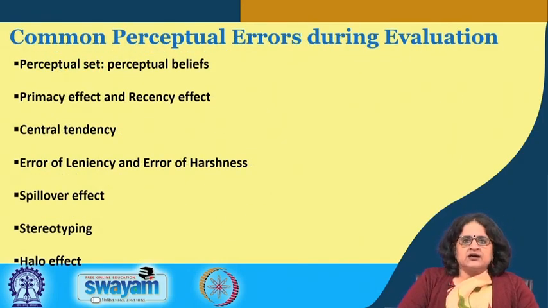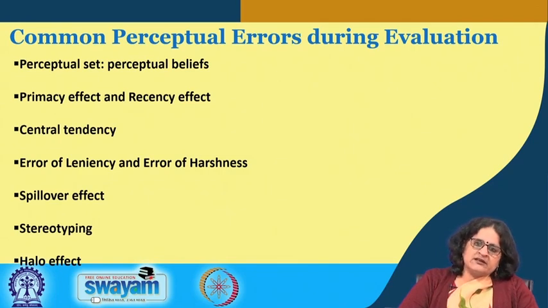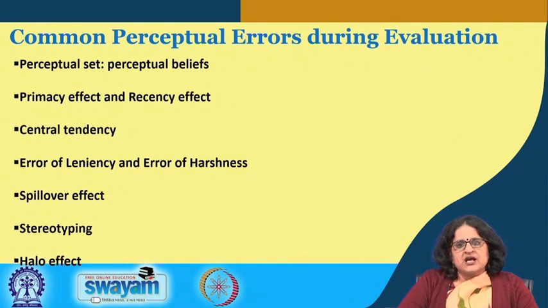Now we come to the last part of our discussion, which is discussing certain perceptual errors which are made during the evaluation process. While performance standards can be quantitative and qualitative, the overall assessment made by the appraiser or by the manager is always subjective in nature, and preconceived notions, biases, and prejudices may creep in. These lead to perceptual errors, and we will be discussing some of these errors which are made during evaluation. The first of these errors is the perceptual set, which is based on one's own perceptual beliefs, notions, etc.